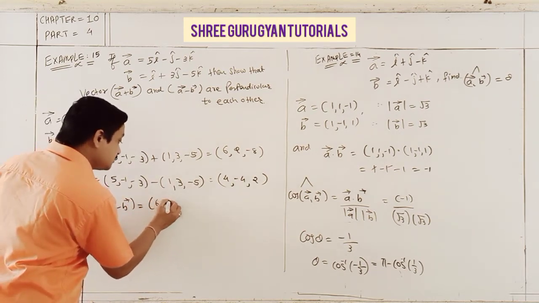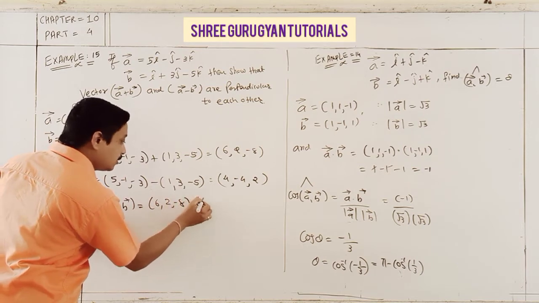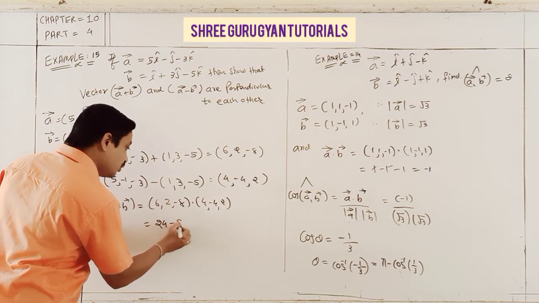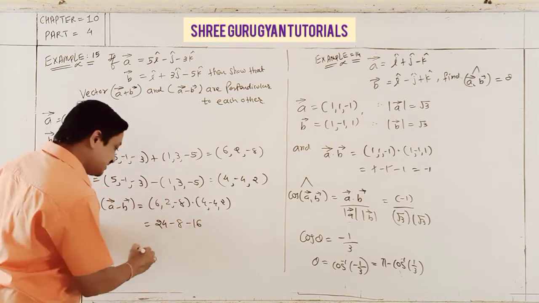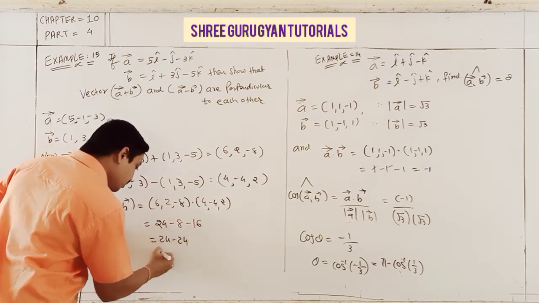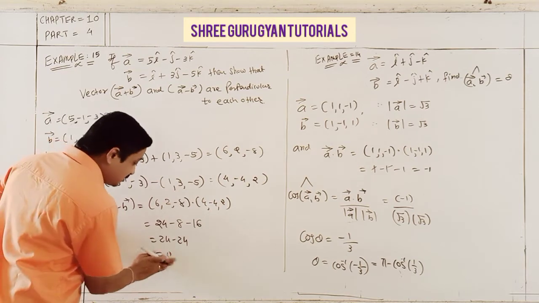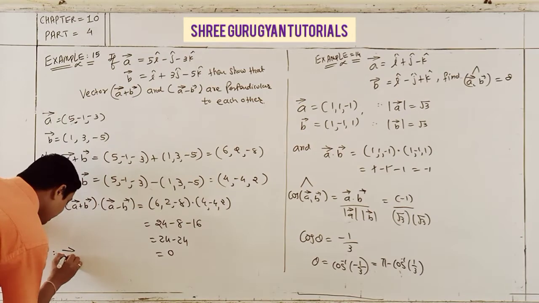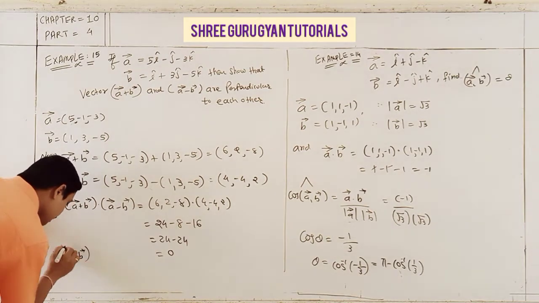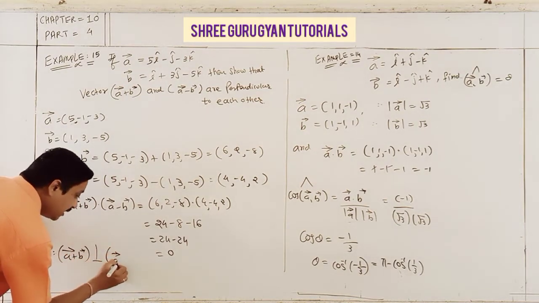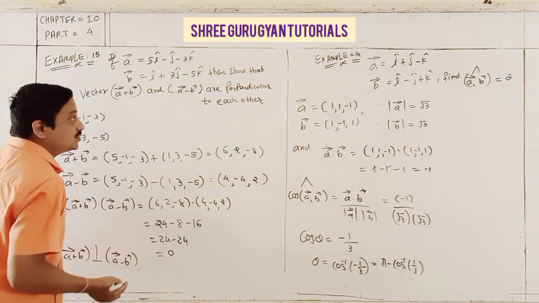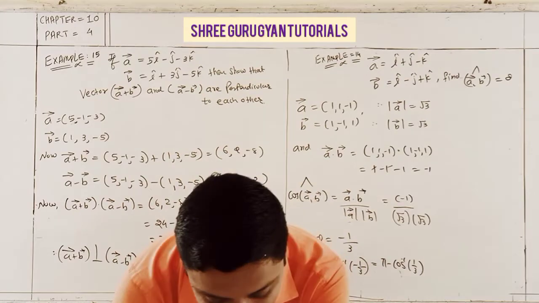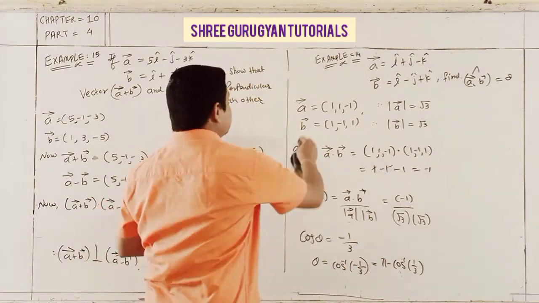So (6, 2, -8) dot (4, -4, 2). So 6 fours are 24, 4 twos are 8, and 8 twos are 16. 24 minus 24 is 0. It means, students, our property is done, the dot product is 0. So A plus B is perpendicular to A minus B, and that here, students, means orthogonal, or perpendicular. Done. Now continue with our example 16.